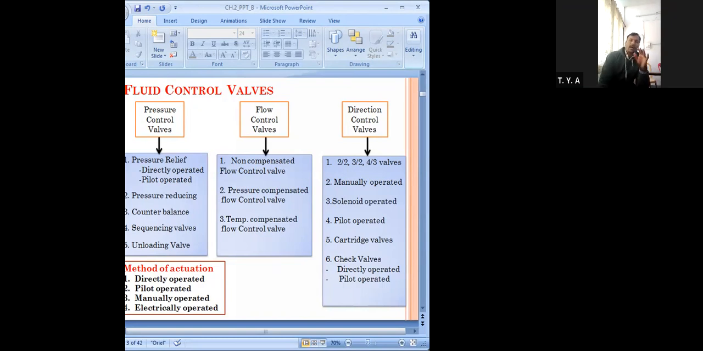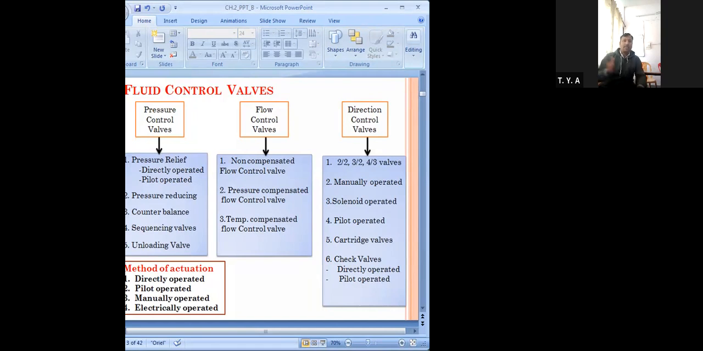Don't worry. So these are the three basic types based on their function in the hydraulic system. Now, based on the method of actuation of the valve, these control valves are divided into four types: direct operated control valve, pilot operated control valve, and manual operated control valve.